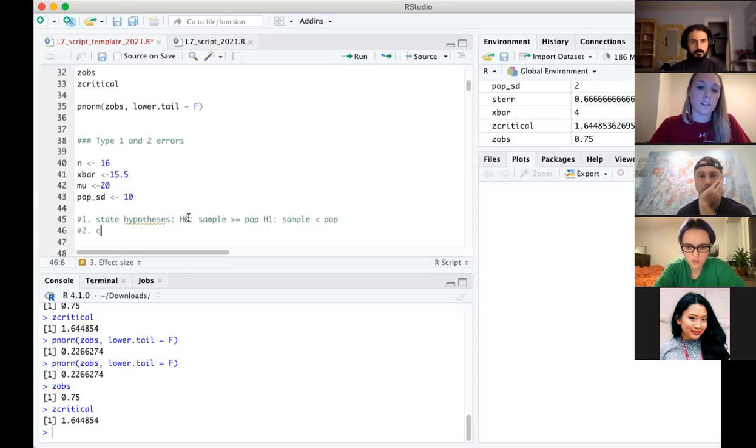And number 2, we're going to set our criteria. So we're going to test at alpha of 0.05, so 0.05 at one-tailed. What is that Z critical?